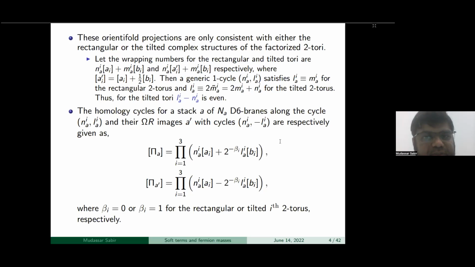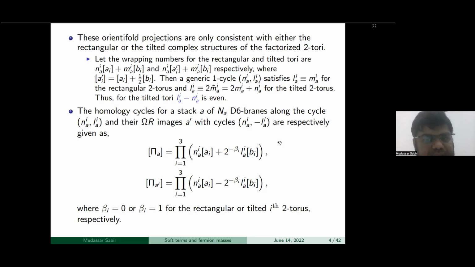Let the wrapping numbers of the rectangular and the tilted tori be given by n_i basis vector a_i plus m_i basis vector b_i, and n_i basis vector a'_i plus m_i basis vector b_i respectively. Then a' is related to a by a shift of half times b. So a generic one-cycle (n, l) satisfies l equal to m for the rectangular case and l equal to 2m tilde, which is equal to 2m plus n, for the tilted 2-torus. So thus l minus n is even for the tilted tori.